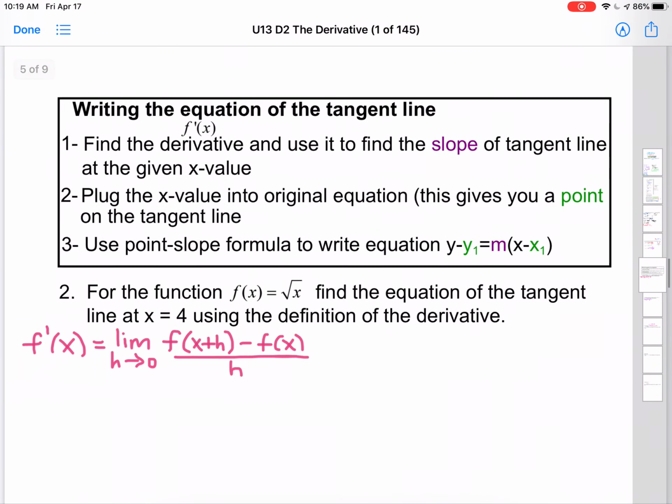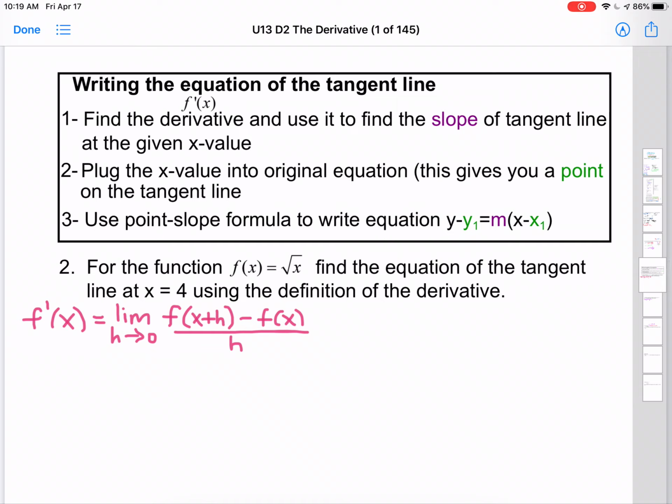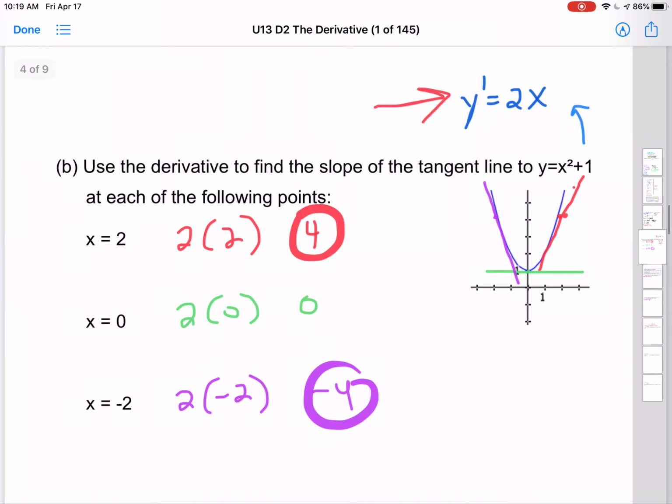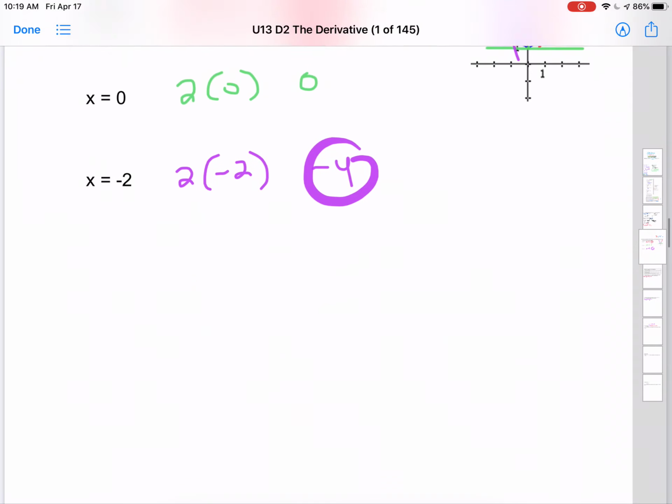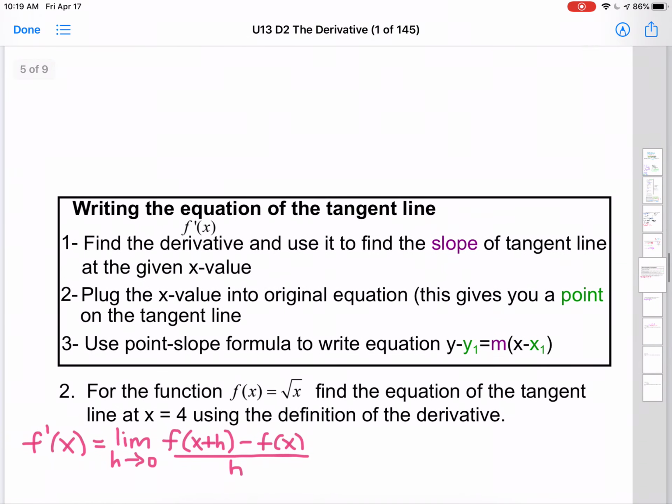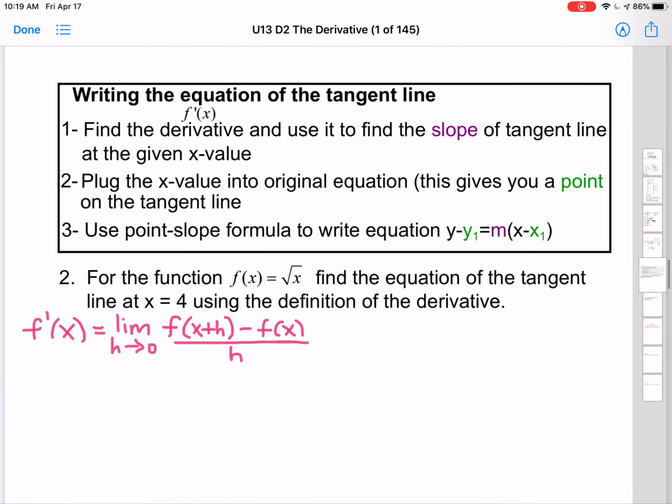Okay, so now let's just go a little bit further. Now, instead of just finding the slope of the tangent line, I want us to write the equation of the tangent line. So really what we're doing is just writing the equation now of like that red, purple, and green line. Okay, so let's write the equation of the tangent line.